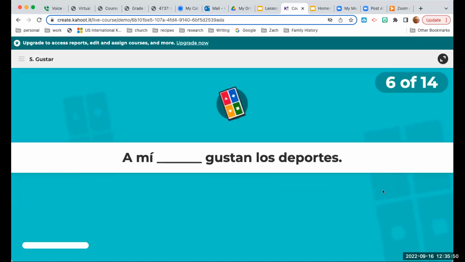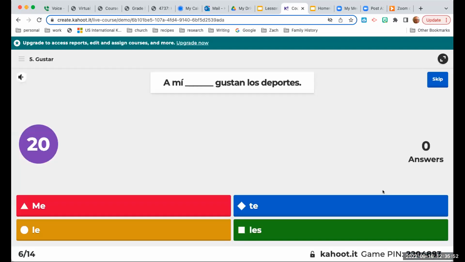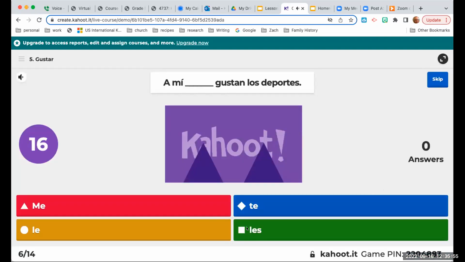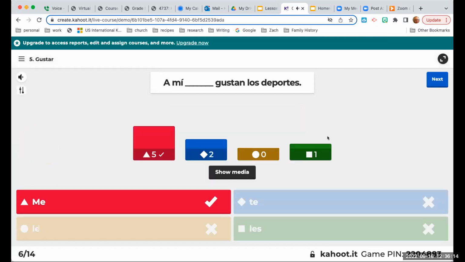A mí blank gustan los deportes. Should we use me, le, te, or les before gustan? The answer is me. Here's your hint. A mí, for myself. A mí me gustan los deportes.